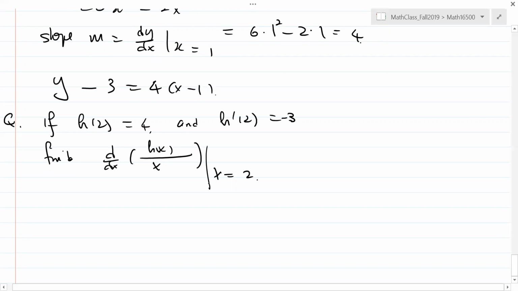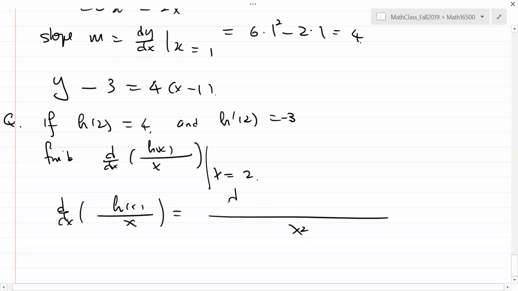But I don't know the formula for h of x. How can I find the derivative? Yes, you cannot find the derivative in general, okay? But at least at this particular point, you can find the value of the derivative of this function, h of x over x. Okay, so let's do it. According to the quotient rule, it's going to be x squared, the derivative of h of x, times x, minus what?